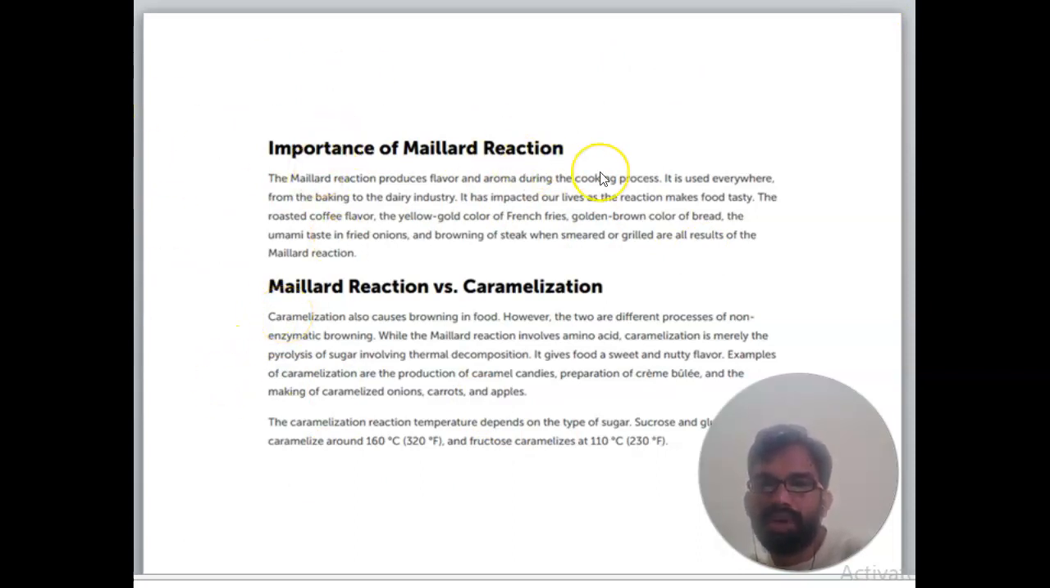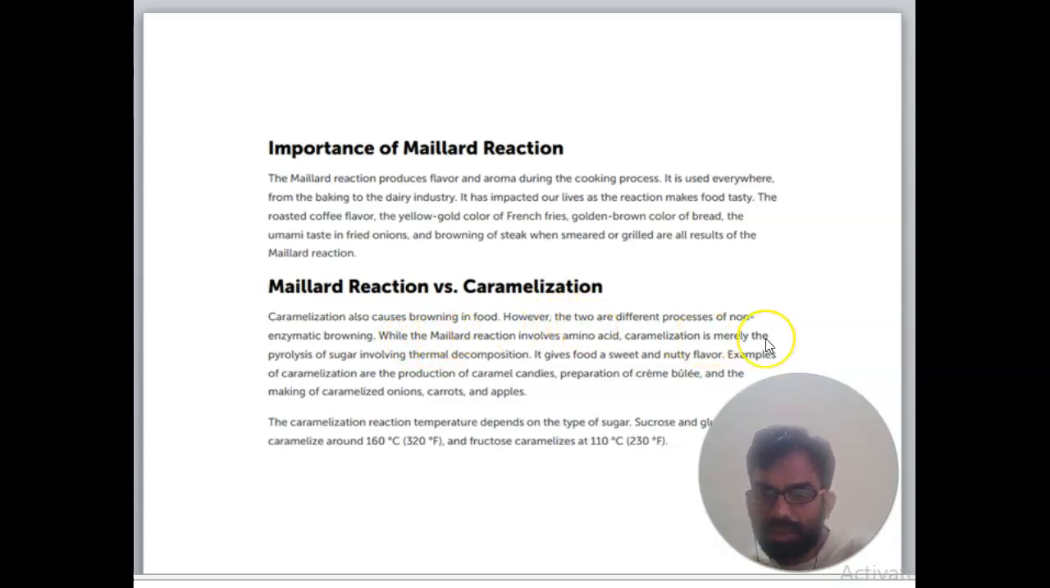Now you can see the importance of the Maillard reaction. Maillard reactions can produce flavor and aroma during the cooking process. It is used everywhere, from baking to the dairy industries. The reactions make food tasty: the roasted coffee flavor, the golden yellow color of French fries, and the golden brown color of breads. Humans enjoy tasting this result of Maillard reactions. Caramelization also causes browning in food.